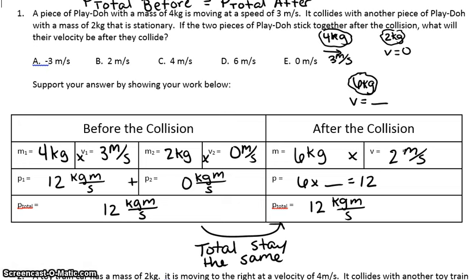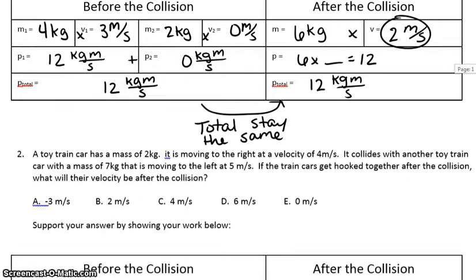They stick together. After the collision, we have one gigantic mass traveling at one velocity, and that velocity is 2 meters per second. So our answer then would be B. So we use the law of conservation of momentum to determine the motion of an object after the collision. Let's do another one and practice again.